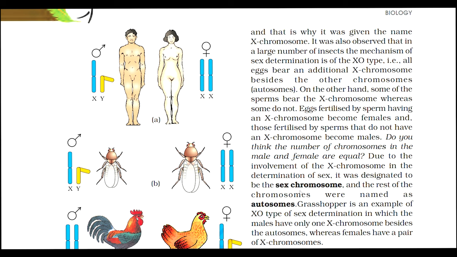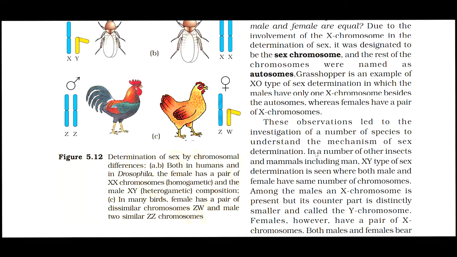Grasshopper is an example of XO type of sex determination in which the males have only one X chromosome besides the autosomes, whereas females have a pair of X chromosomes. These observations led to the investigation of a number of species to understand the mechanism of sex determination. In a number of other insects and mammals, including man, XY type of sex determination is seen, where both male and female have the same number of chromosomes.